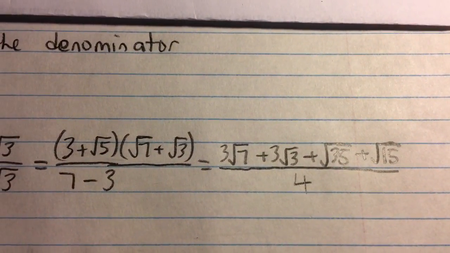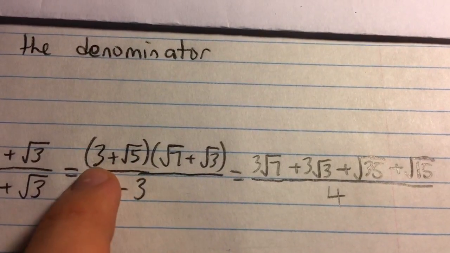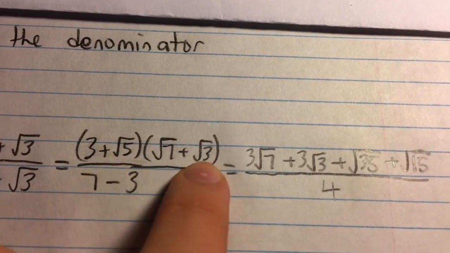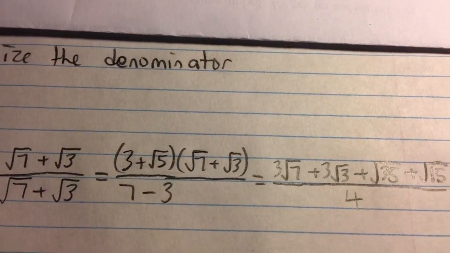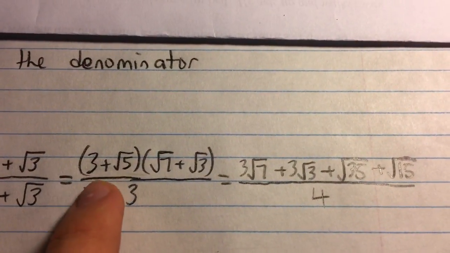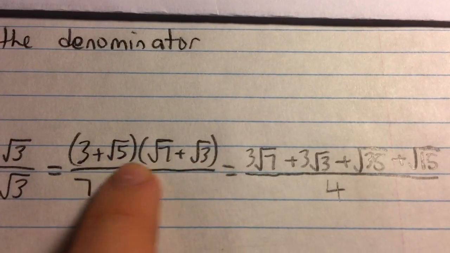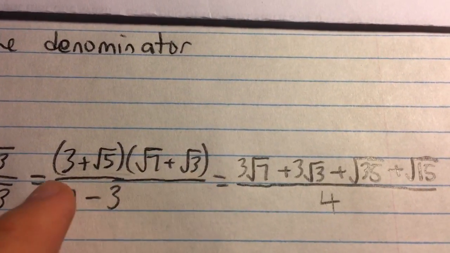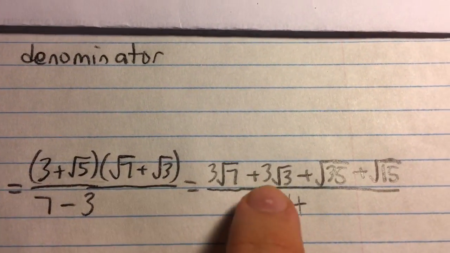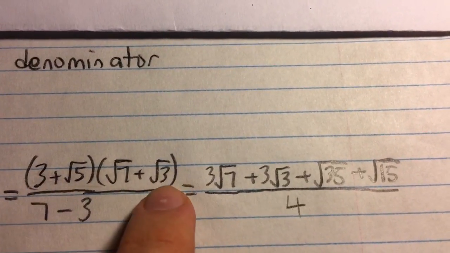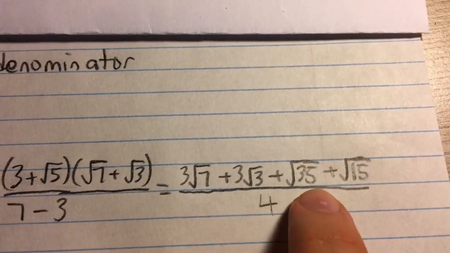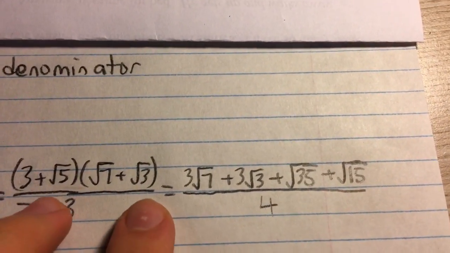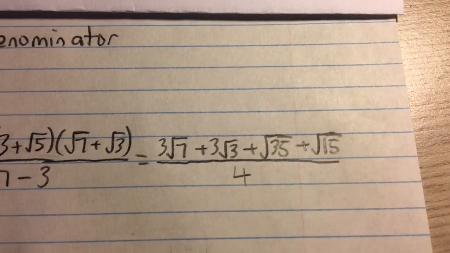And then, 3 plus root 5, like these two binomials all over 4, that could be your final answer, but perhaps a little bit simpler is to multiply these out. In other words, FOIL it. So 3 times root 7 plus 3 times root 3 plus root 5 times root 7, which is root 35, and then root 5 times root 3, which is root 15.